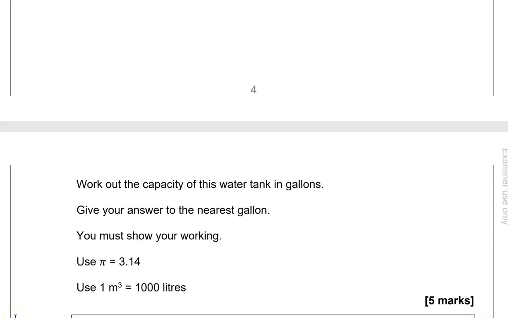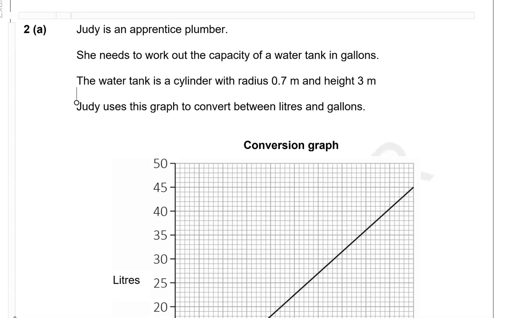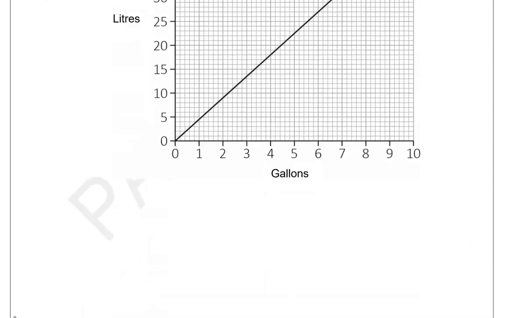So we need to work out the capacity of the water tank in gallons. What we're given are the dimensions of the water tank. So radius 0.7 meters and height 3 meters. So we're going to use that to work out the volume.